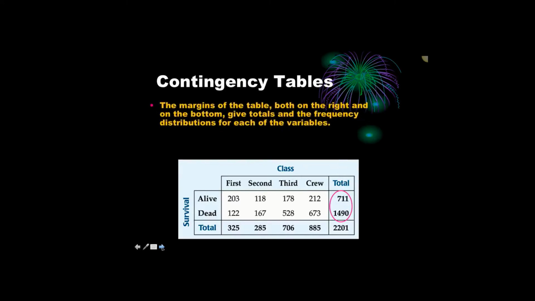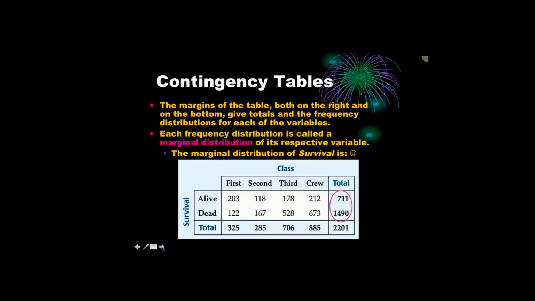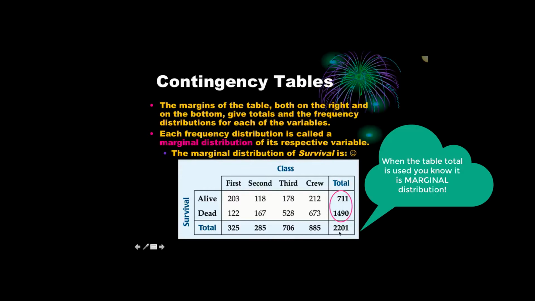The totals in the bottom and far right are our margins and give us the frequency distribution for each variable. When we use the margins, we call it marginal distribution because we're using the margins. So we can find the marginal distribution of survival. Here you go to survival, which is alive and dead, and then you go over to the totals and take 711 and divide it by 2,201. So the total number that were alive divided by the total number of passengers.